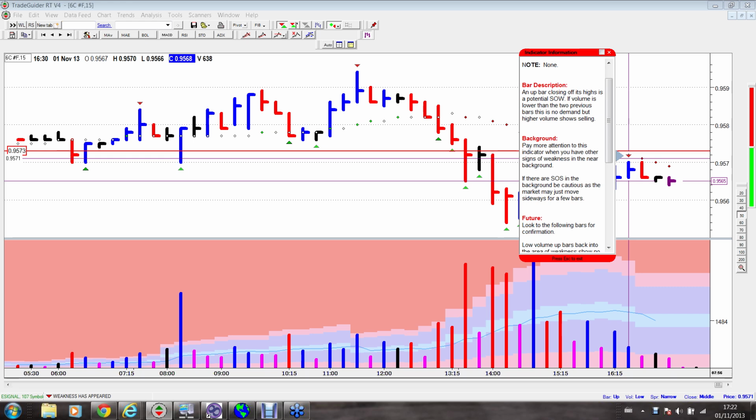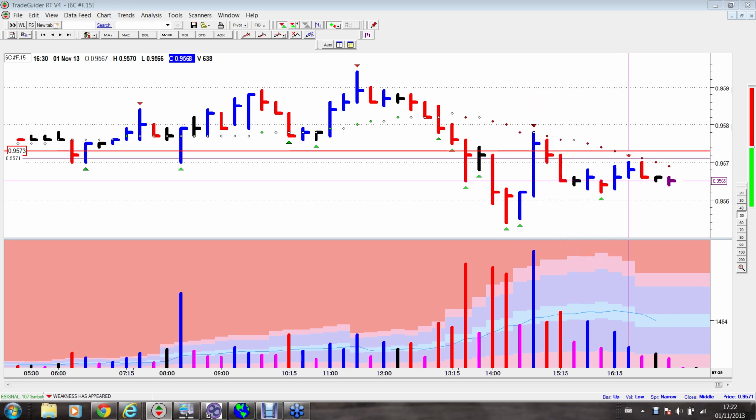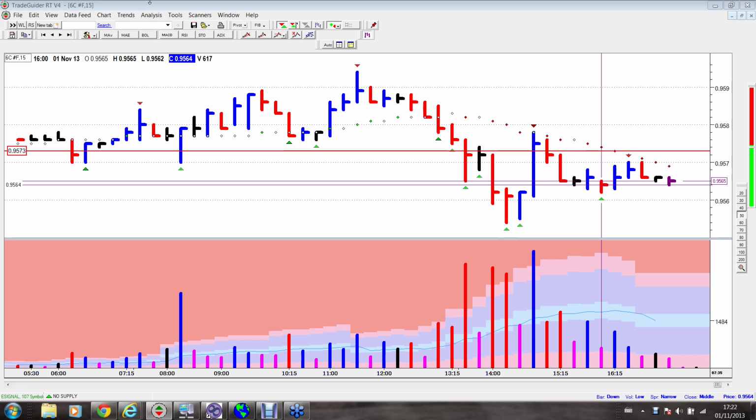You can see that the volume is not less than the previous two bars, which is why it's not no demand. It says pay more attention to this indicator if you have weakness in the background. Well, we definitely have that. Look to the following bars for confirmation. It's asking to look for no demand bars. Now, at this moment in time, this is the first test where the market was held. So that's the level where I think they're going to test it.